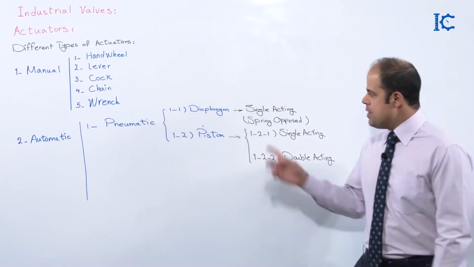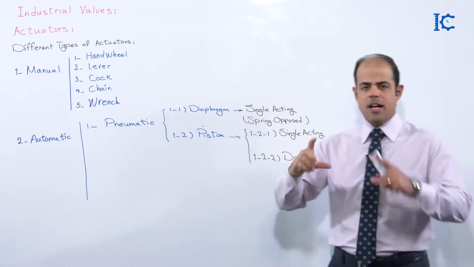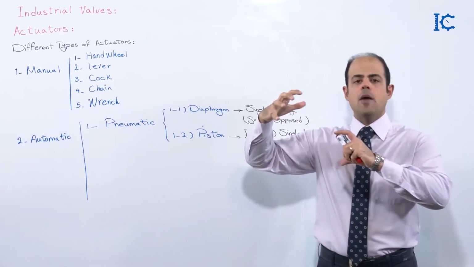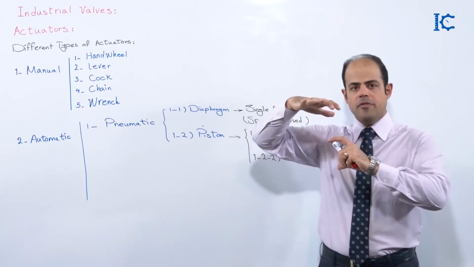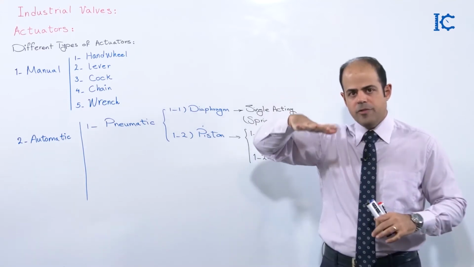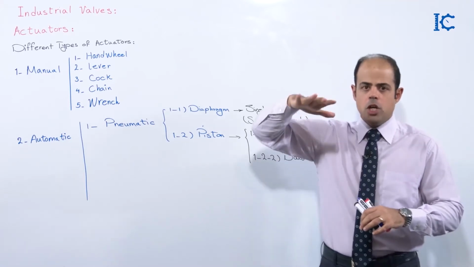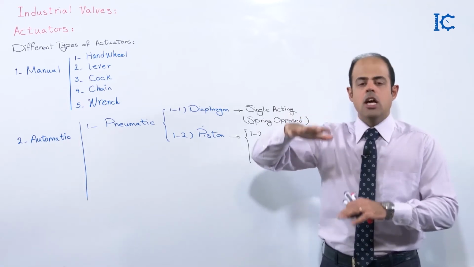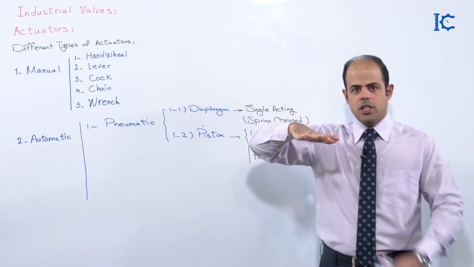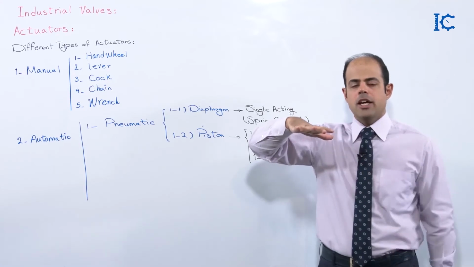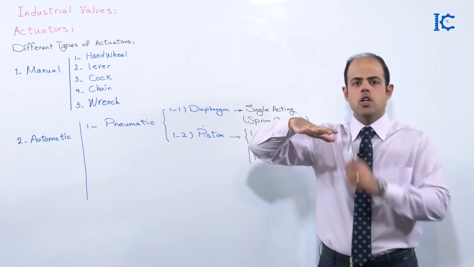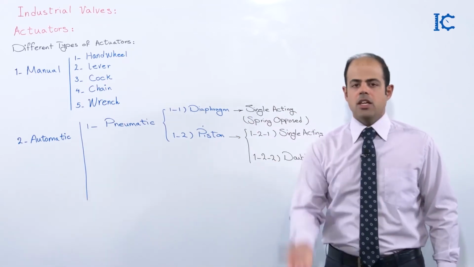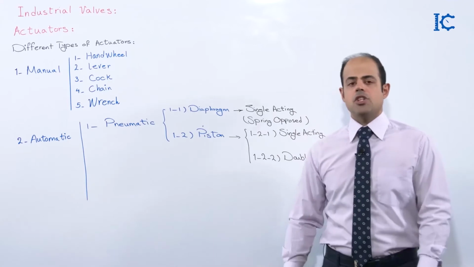What does it mean? For the case of single acting, just imagine we have a spring and we apply air pressure from the top of it. With the help of this air pressure, the spring goes down, and consequently the valve is closed. Now just imagine this air supply is interrupted, cut or stopped. What's going on? There's no air here, the spring gets back and the valve is going to be open.